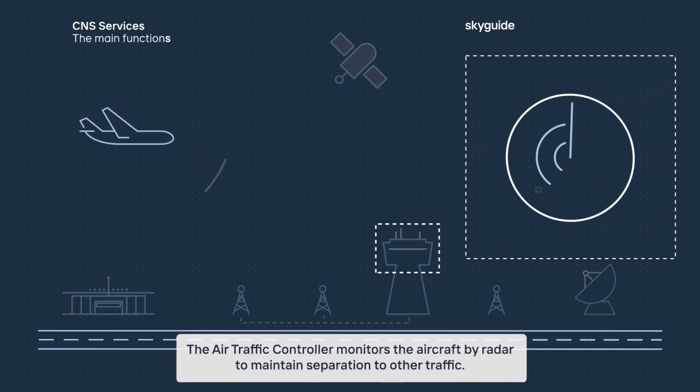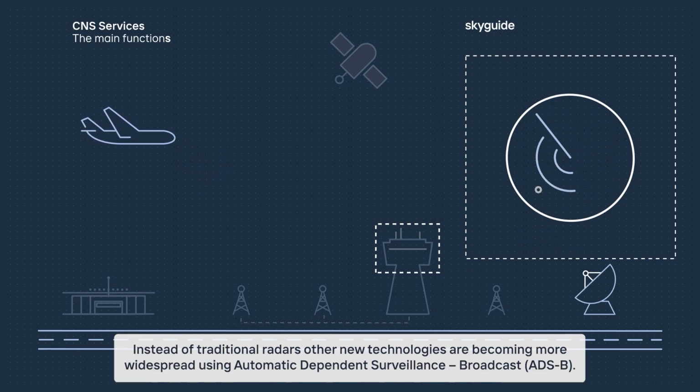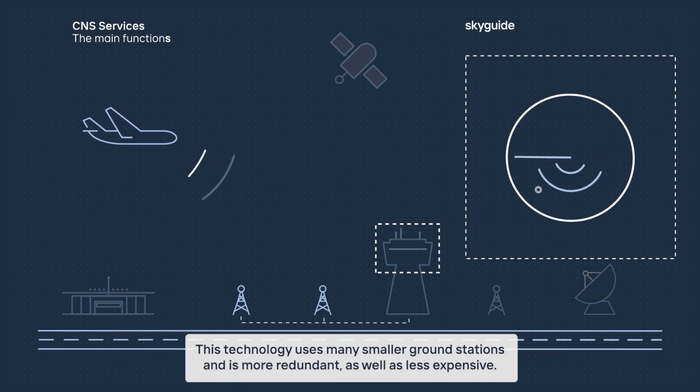The air traffic controller monitors the aircraft by radar to maintain separation to other traffic. Instead of traditional radars, other new technologies are becoming more widespread, using automatic dependent surveillance, broadcast ADS-B. This technology uses many smaller ground stations and is more redundant, as well as less expensive.